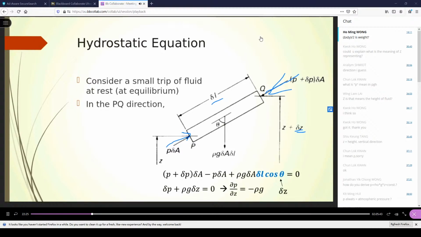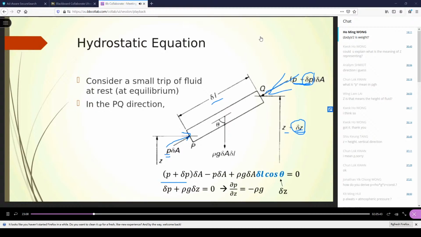Now we assume the pressure actually varies with Z. This is an allowance: we allow the pressure to vary in the Y, Z directions. So at this point, we have P plus delta P, a small change of pressure. The original pressure at point P is P, and when you move up a distance of delta Z, we will have a change in the pressure, P plus delta P, a very small change in pressure.